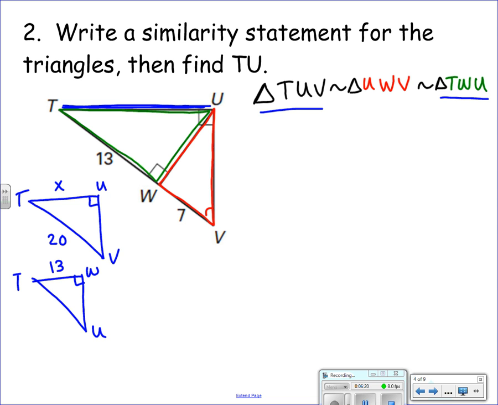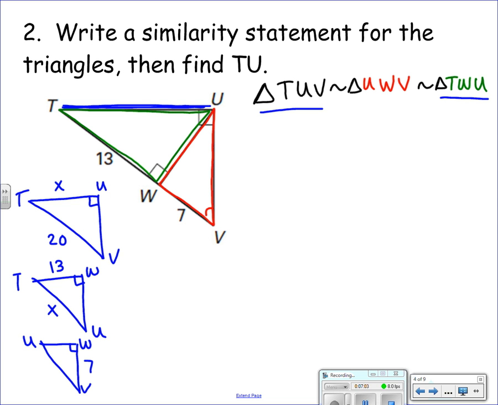TW, well, that's 13. TU is also in there, which is something that I was looking for. If I were to look at the other triangle, I would have W, U, and V. Do I know anything in that? The only thing I know in that is 7. So I don't know any of the other sides. So that's going to be harder for me to utilize in our proportions.